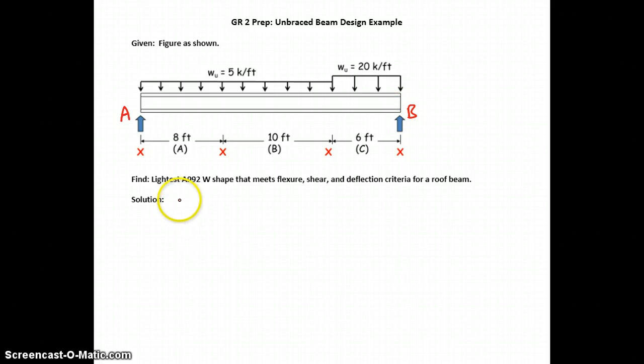B, we can sum moments and find out that AY is equal to 71.25 kips, and BY is equal to 138.75 kips. From that we can draw shear diagrams.